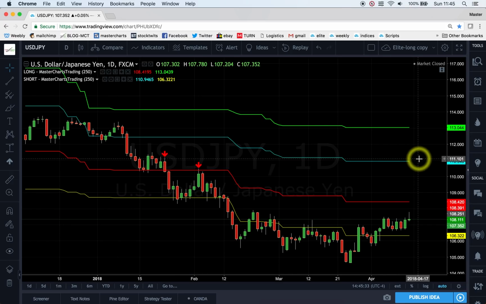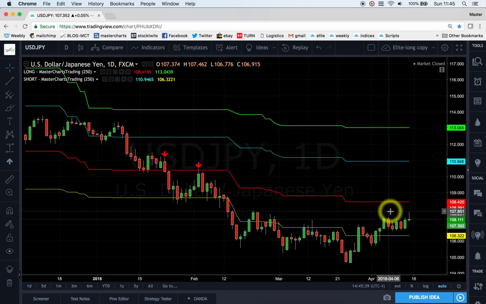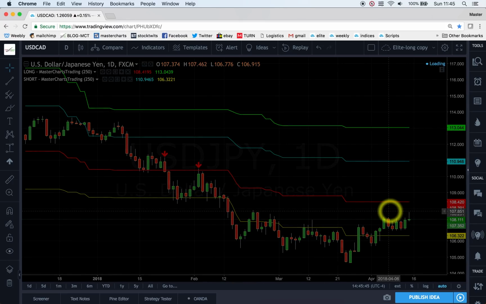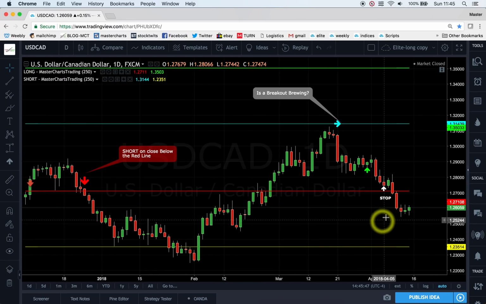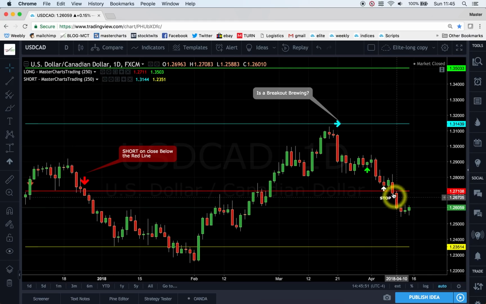Unless we turn around and continue higher, and if we see a breakout above 110.946 here, I think we will be in a new bull market for US dollar versus Japanese yen. US dollar versus Canadian dollar, I was wrong here because I thought we were going to go higher from here, but no, we turned around and made a low.